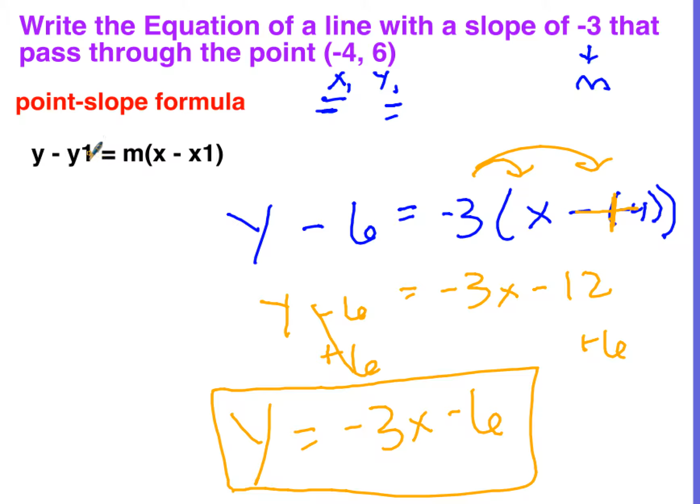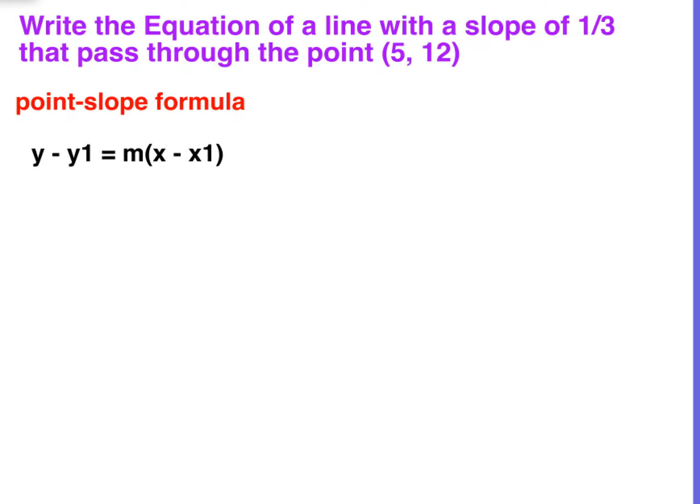Point-slope formula. We use it when we're given a point and a slope, but that point is not the y-intercept. So we just plug it in for our y1 and our x1, and then we just convert to slope-intercept form to get our equation of the line. So let's look at another one.